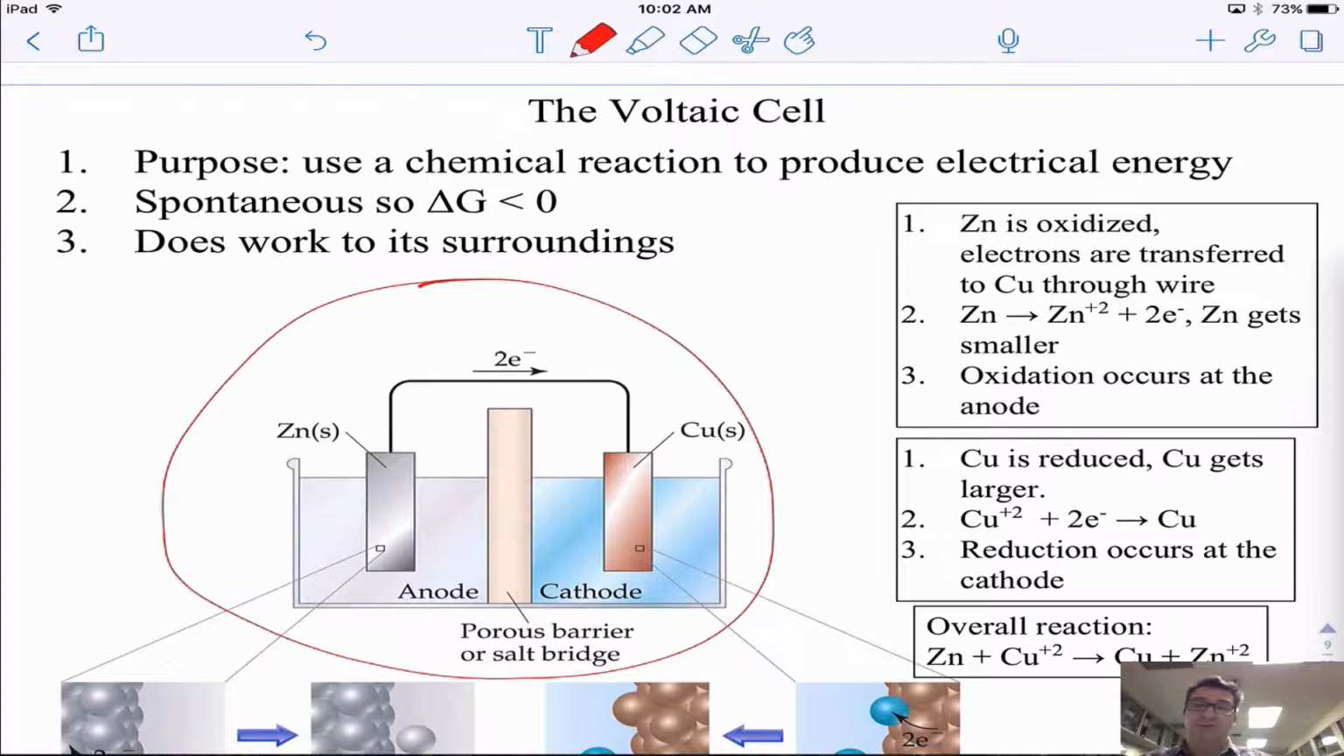The reaction is spontaneous, that means that it occurs without any outside help, that means that the delta G is going to be a negative value. This will do work to the surroundings. Remember back a long time ago I said, yeah, chemistry, we don't do any work. Well, here's a situation where chemistry is being applied and you can actually do work.